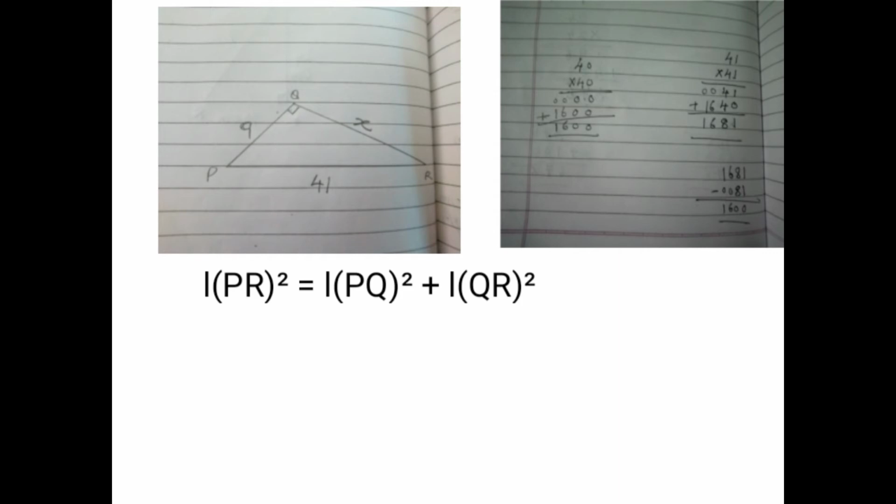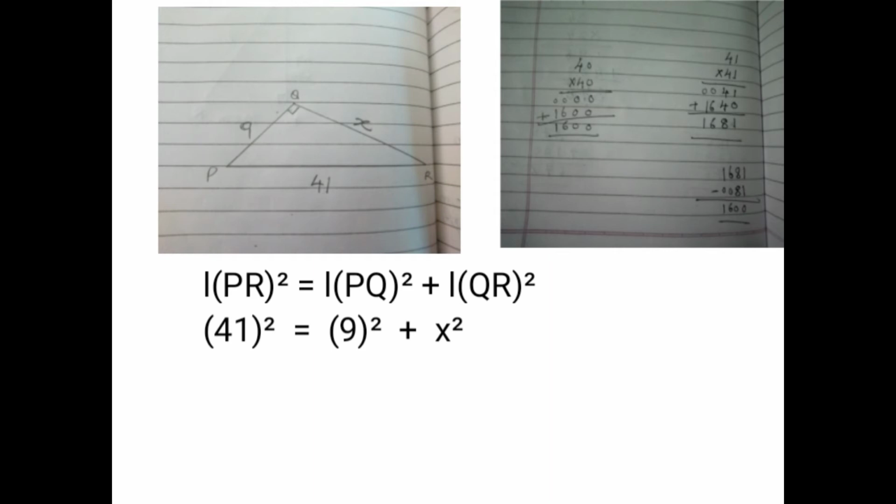Length of PR square is equal to length of PQ square plus length of QR square. Hypotenuse square, that is length of PR square, is equal to side 1 square, that is length of PQ square, plus side 2 square, that is length of QR square. Now find side 2 over here. That is 41 square. Length of PR is 41.